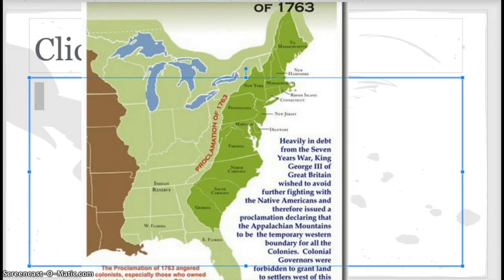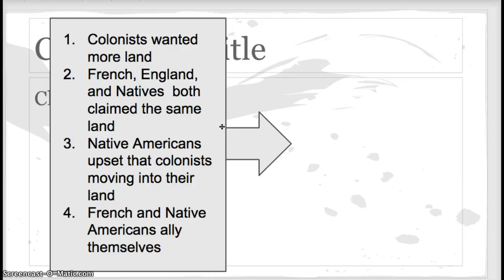So there's a long war. It goes on for, you guessed it, 7 years. So it's called the 7 Years' War. Mostly, the causes are going to be colonists wanting more land, French, English, and natives both claiming that same land, that Ohio Valley that I just talked about. Native Americans are upset that colonists, both French and English, are moving into their land. And French and Native Americans are going to ally themselves because, like I said, the French didn't really have that many colonists. They were mostly building forts. And they were more willing to work with the Native Americans.